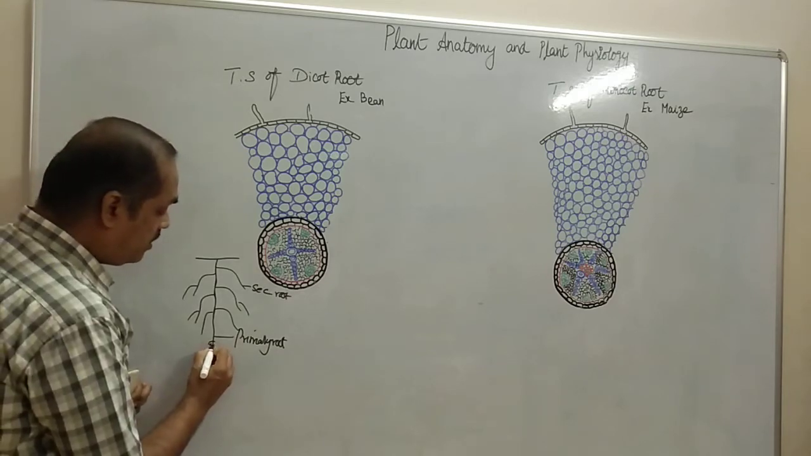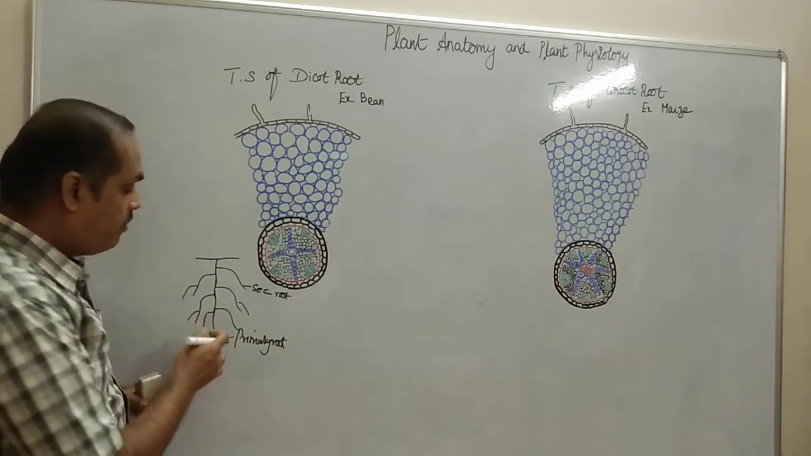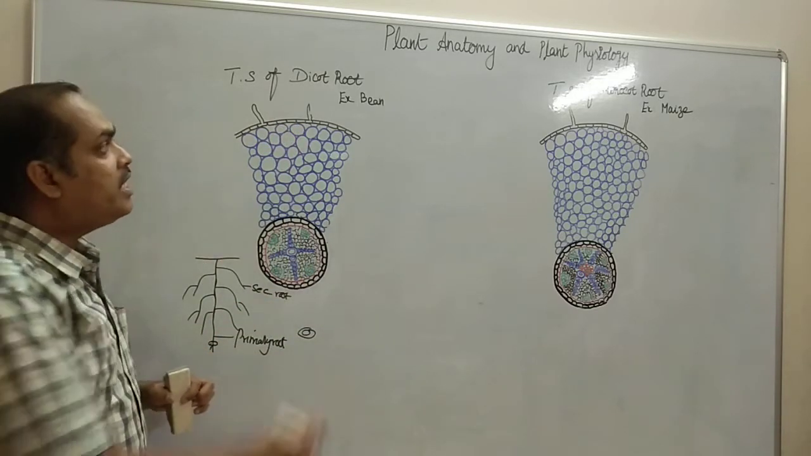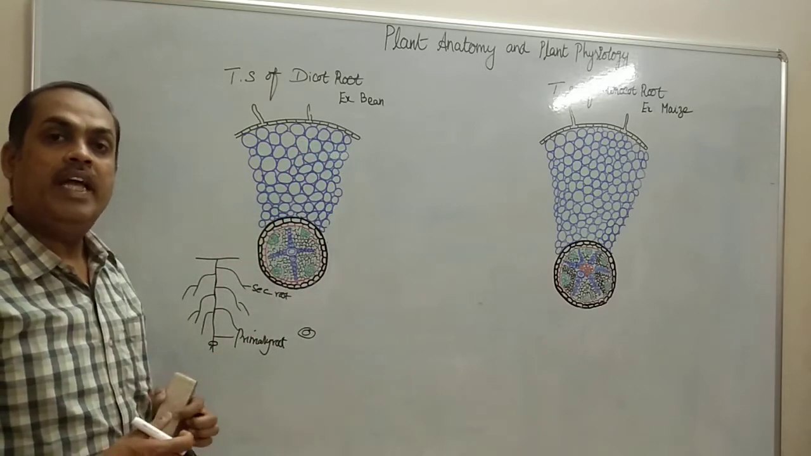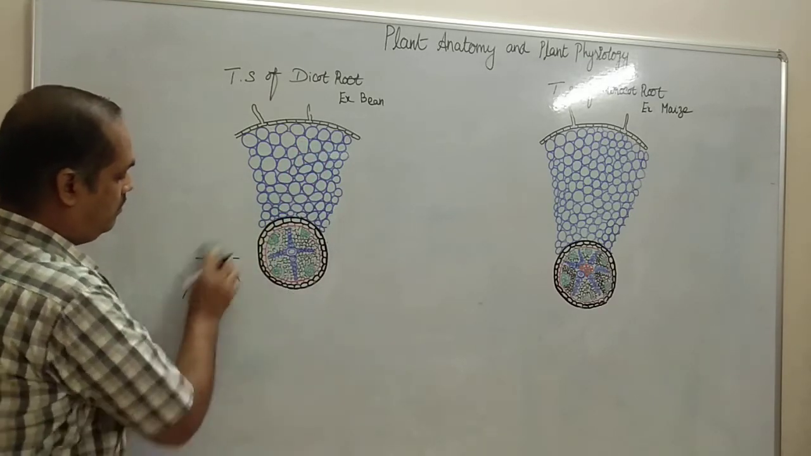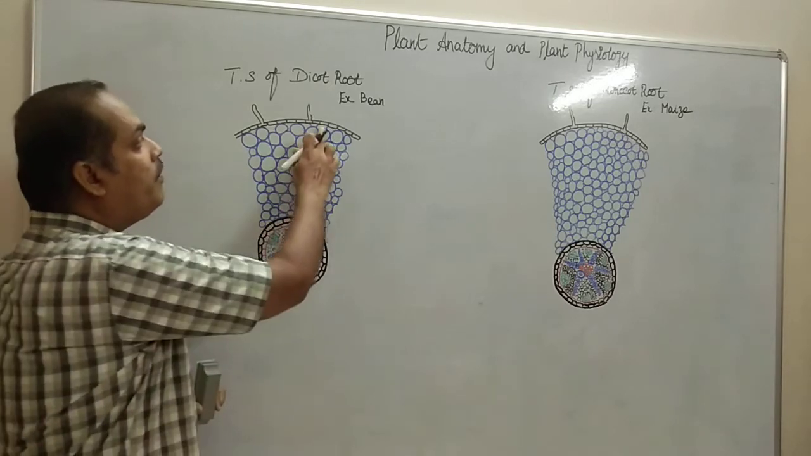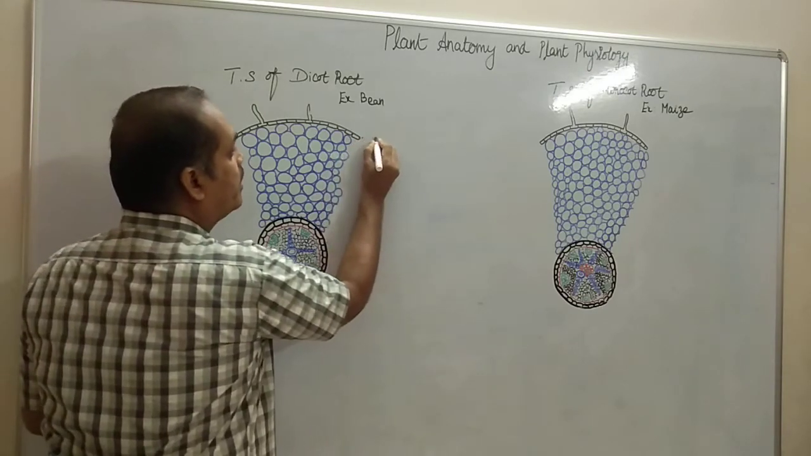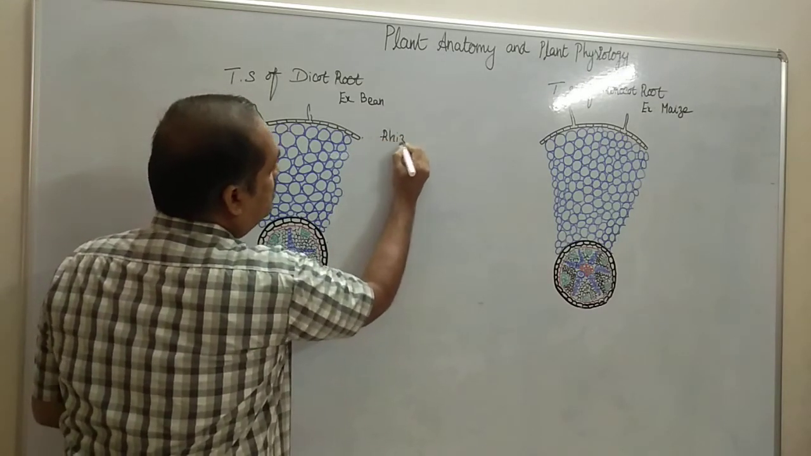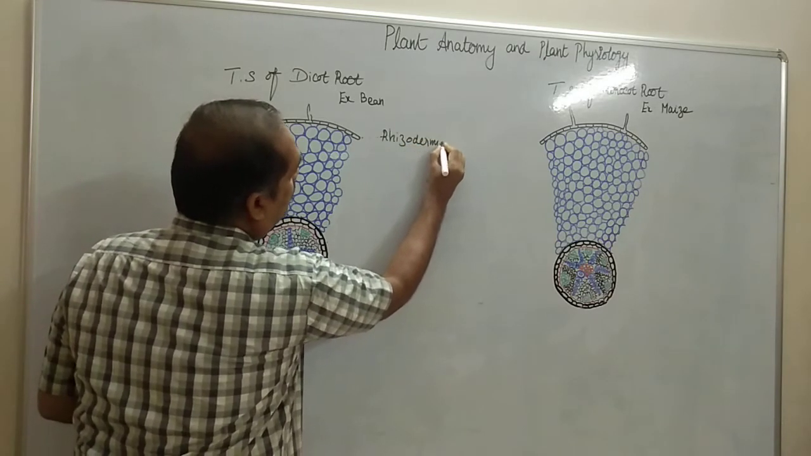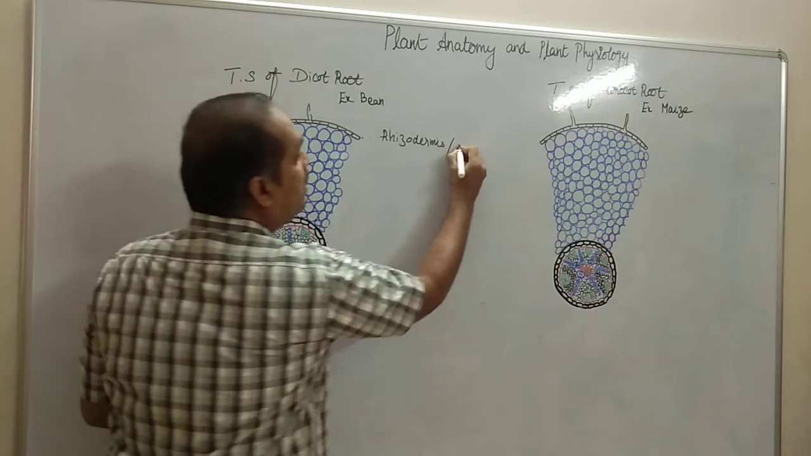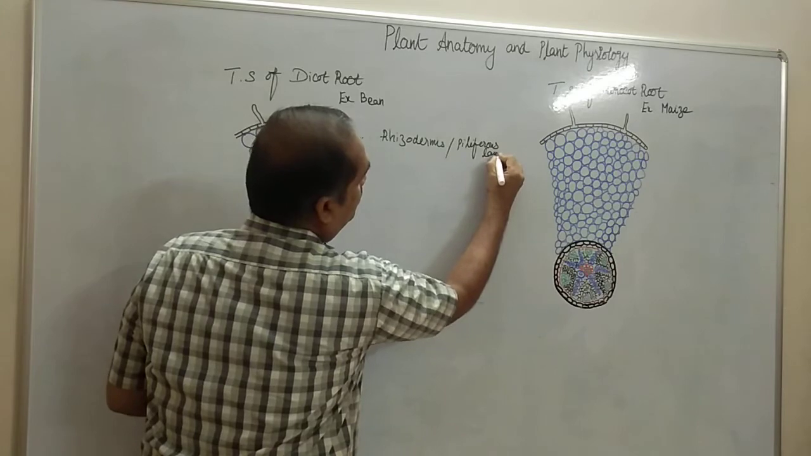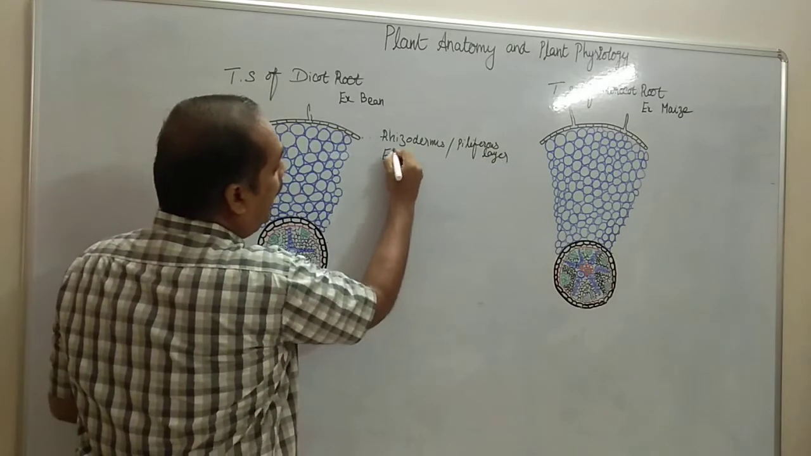Now if I cut the root in transverse section, and if I am keeping this in the microscope, I will be able to see this section enlarged. Let us understand the section enlarged in detail. Now the outermost layer of the root is called as rhizodermis. So this layer is called as rhizodermis. It is otherwise called as piliferous layer. It can be also called as epiblema.